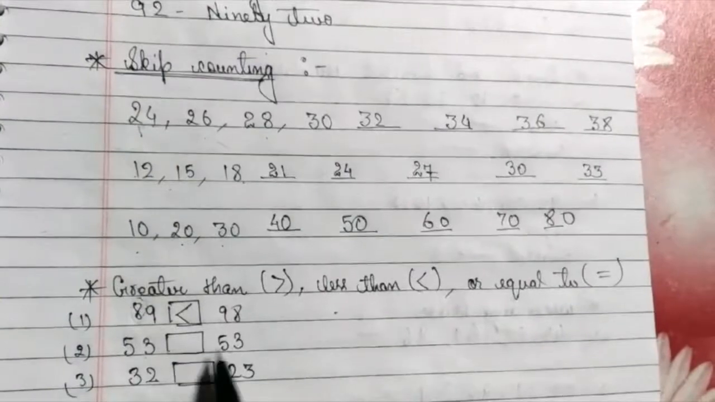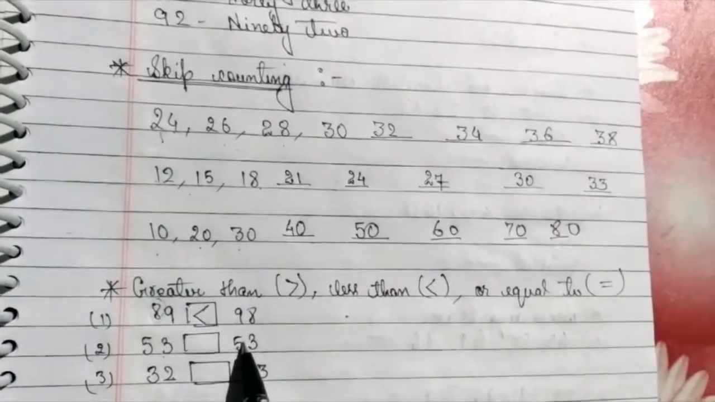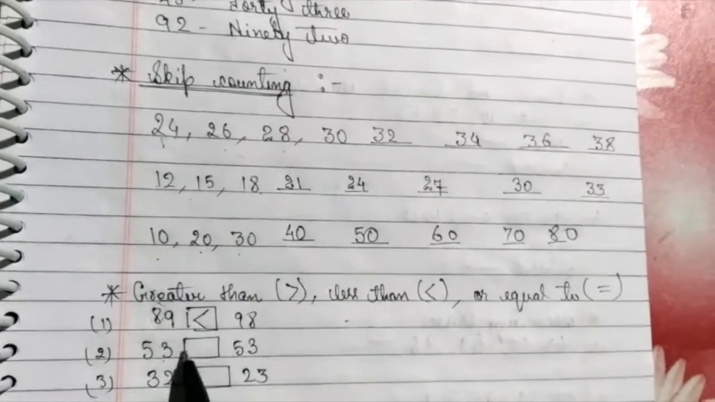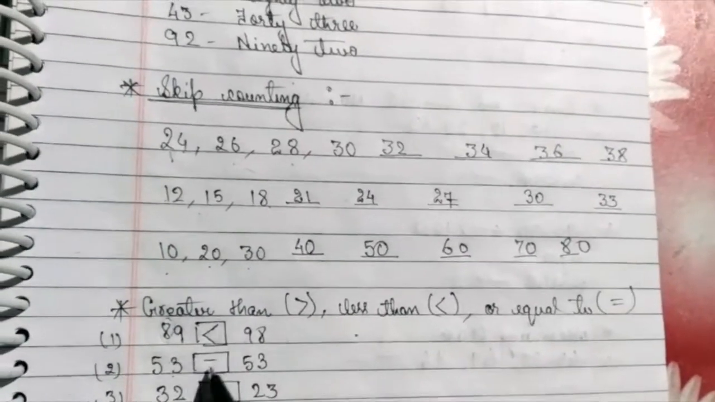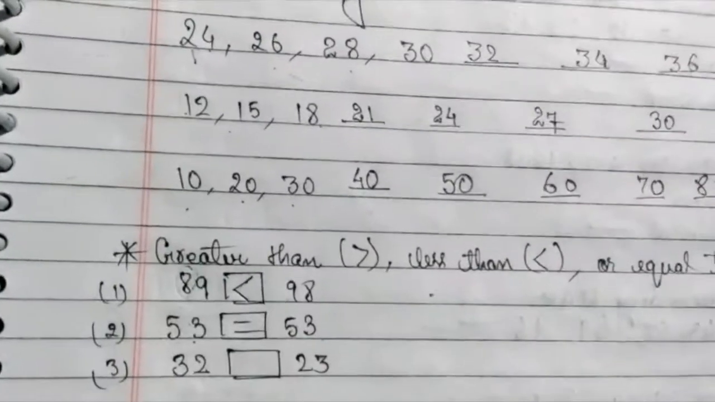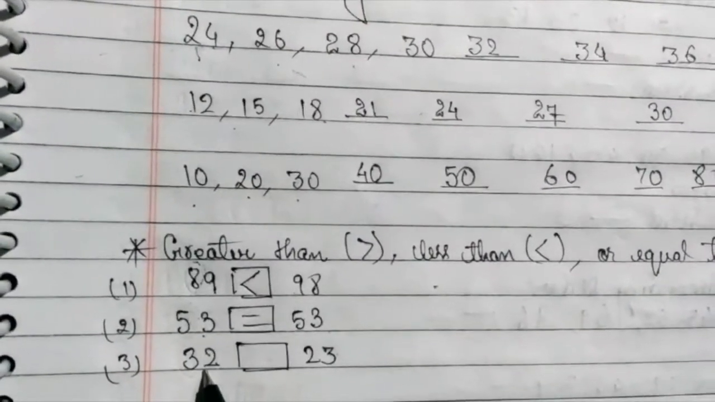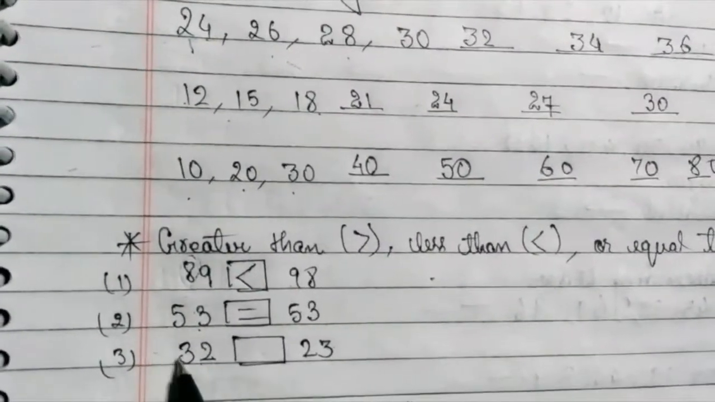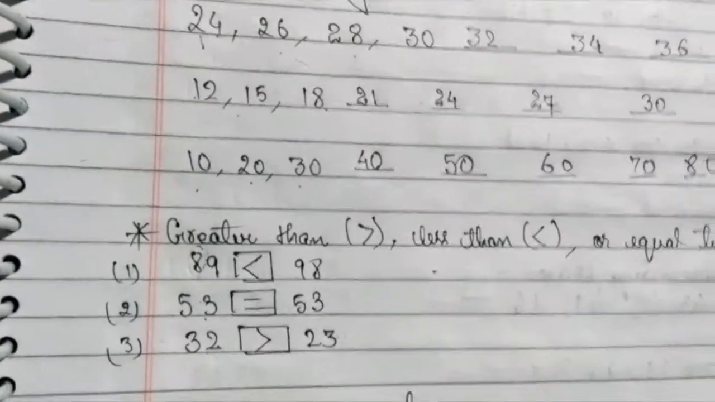Again, the next numbers are 53 and 53. Both the numbers we check. Here is 5, here is also 5. Equal. Then we move to the ones place, 3. Here is 3, here is 3. Both the numbers are equal, so we put an equal to mark. Next is 32 and 23. Which one is greater? We look at the tens place. Here it is 3 and here it is 2. Which one is greater, 3 or 2? 3 is greater, so 32 is greater.